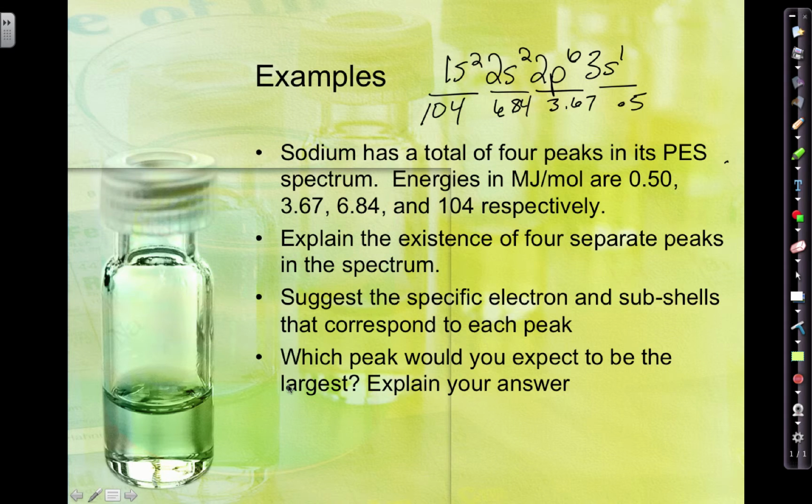All right, so which peak would you expect to be the largest? Okay, so largest or the tallest. Well, remember the height of the peak corresponds to how many electrons you have in it. So this one has 2, 2, 6, and 1. This would be the tallest right there.